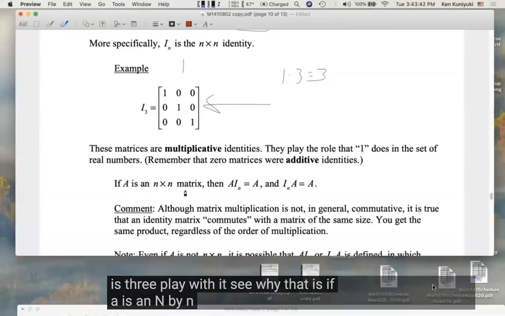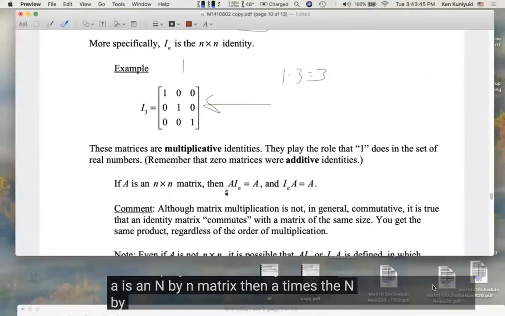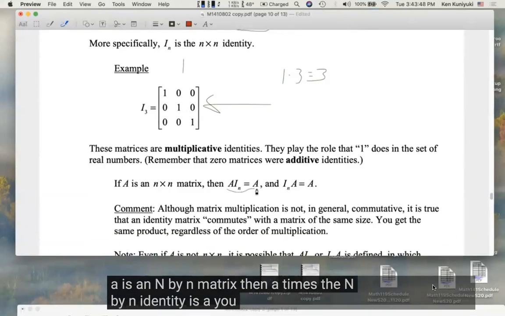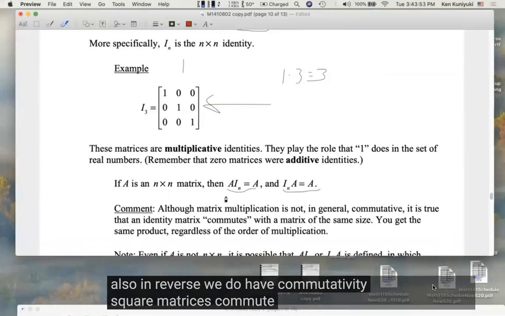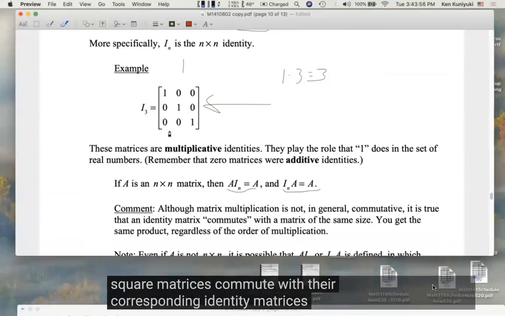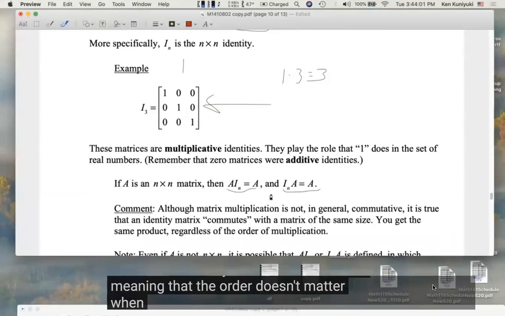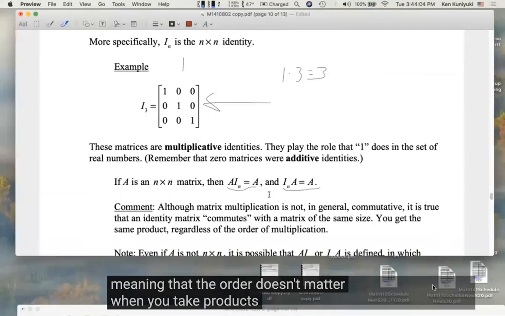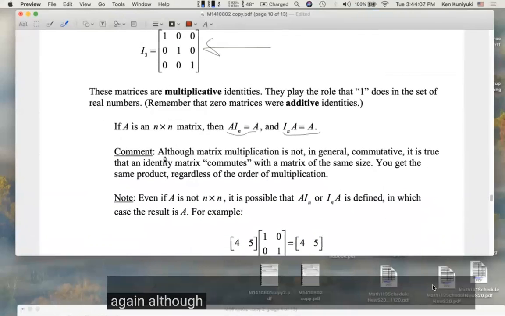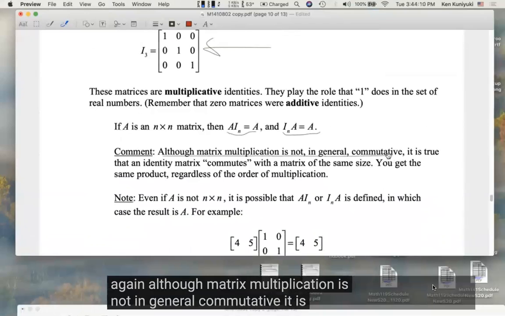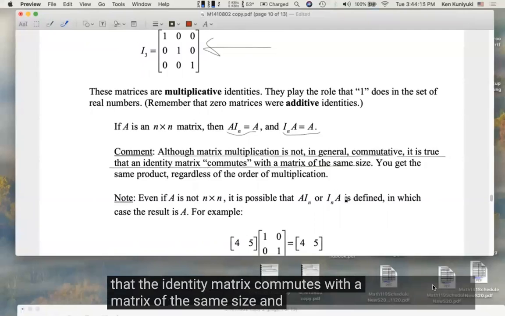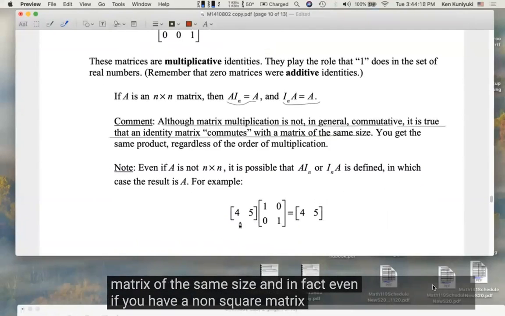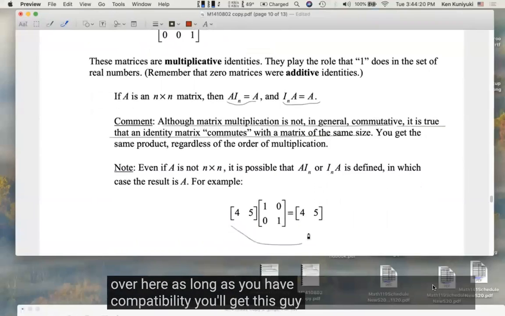If A is an n by n matrix, then A times the n by n identity is A, you get A back, and also in reverse. We do have commutativity. Square matrices commute with their corresponding identity matrices. 3 by 3 matrices will always commute with these, meaning that the order doesn't matter when you take products. Again, although matrix multiplication is not in general commutative, it is true that the identity matrix commutes with a matrix of the same size. And in fact, even if you have a non-square matrix, like over here, as long as you have compatibility, you'll get this guy back.